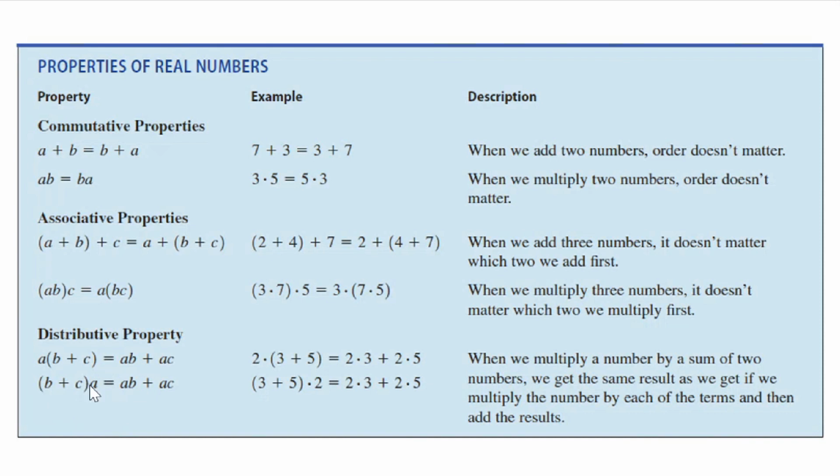We have B times A. Since B times A can be written as AB or BA, according to commutative property, the result would be just the same. Plus, we have C times A. So it could be written as AC or you can write as CA. Because of this distributive property, when we multiply a number by a sum of two numbers, we get the same result as we get if we multiply the number by each of the terms and then add the results.